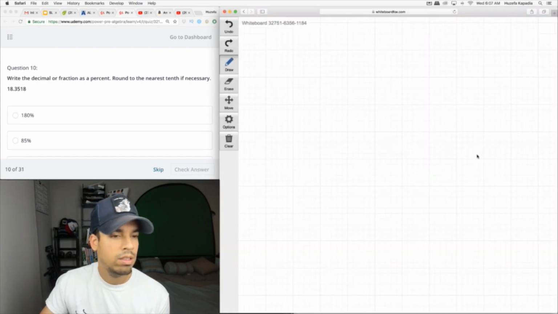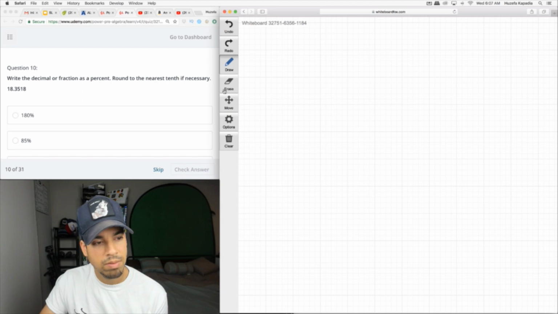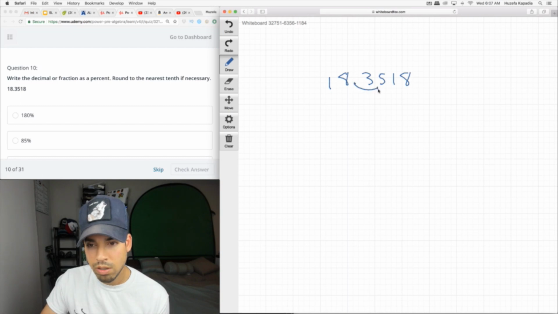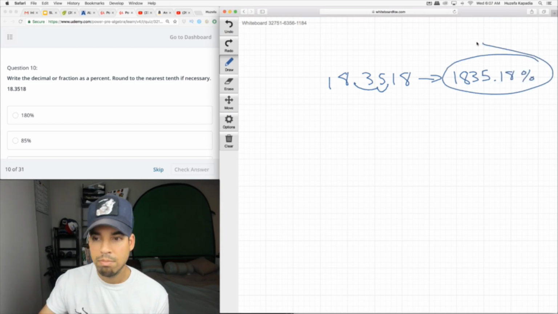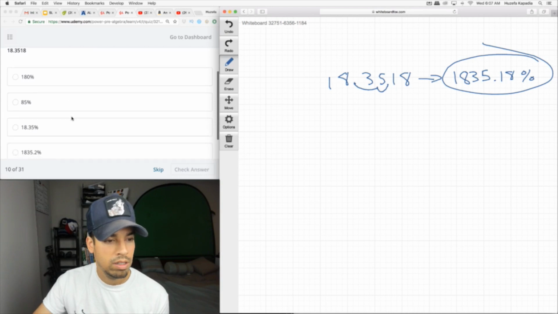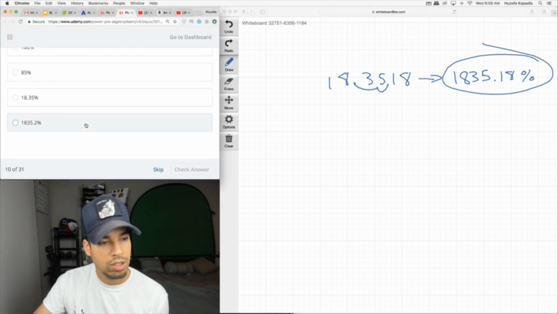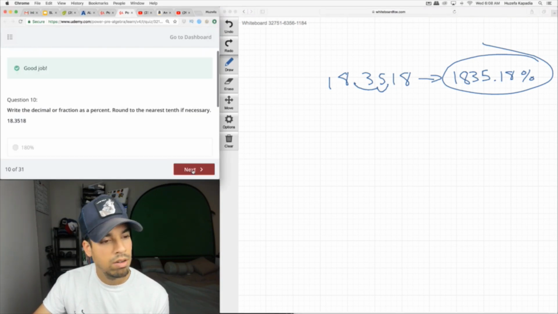Next we've got to write the decimal fraction as a percent. Same thing. 18.3518. The decimal moves once, twice. Got 1835.18%. 1835, and they round up to 0.2. That's fine. Boom.